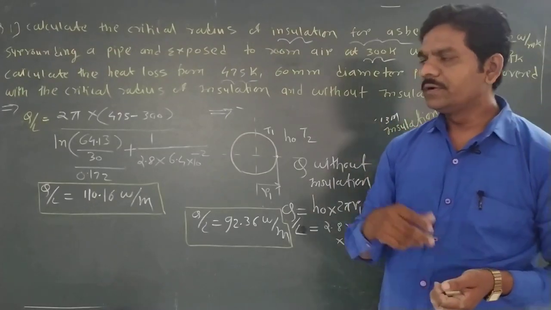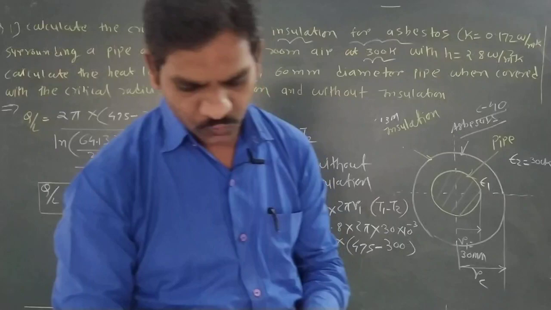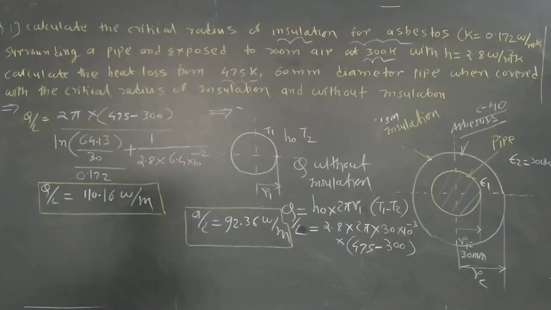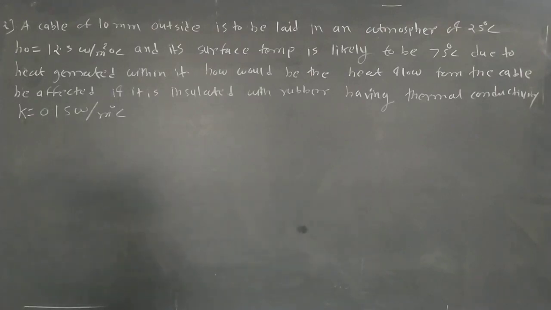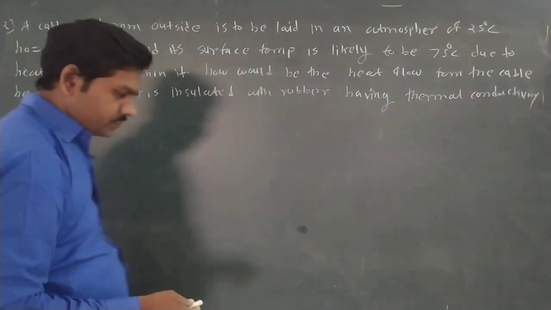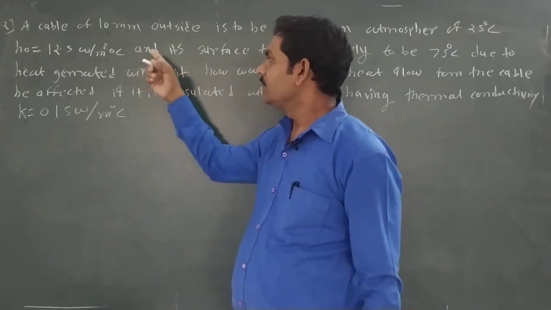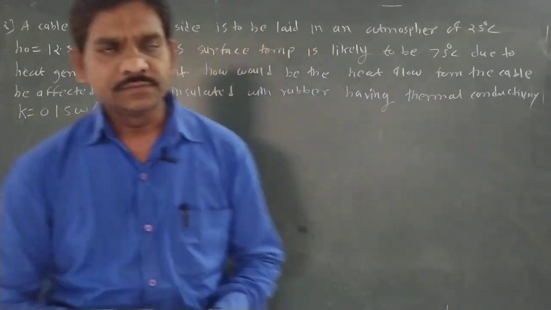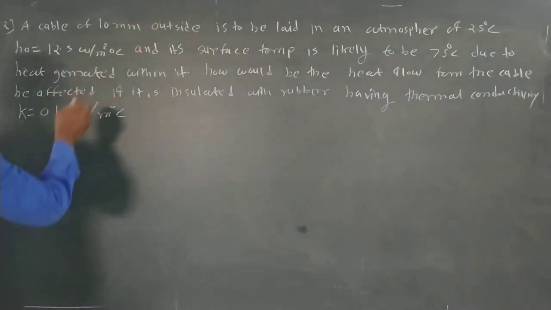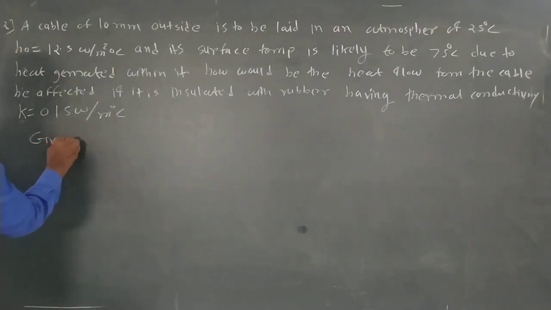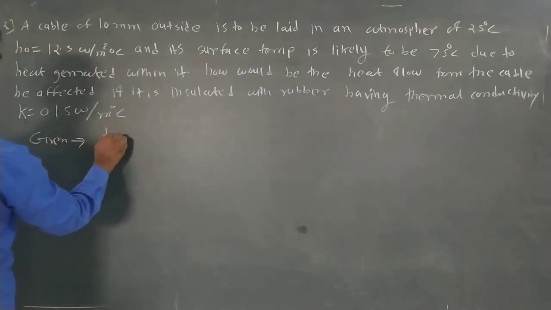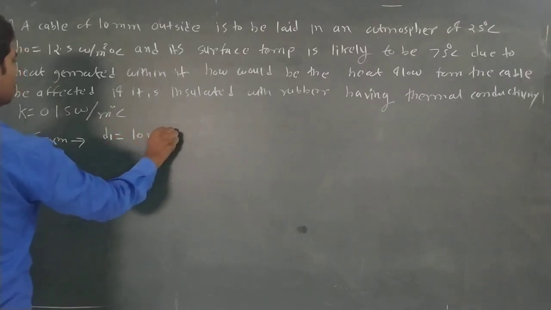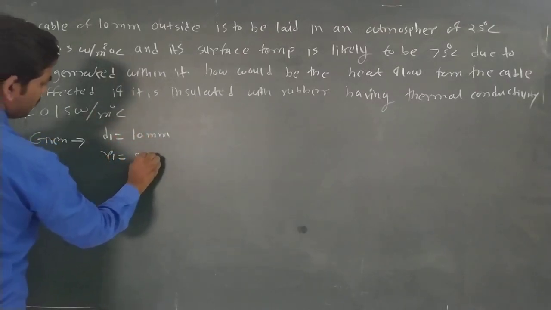Okay, so this is numerical number 1. Now we have to solve numerical number 2. So see here. See problem number 2, guys. A cable of 10 mm. Okay, so the diameter of the cable is given here. The diameter of the cable, D1, is 10 mm. So R1 is 5 mm.